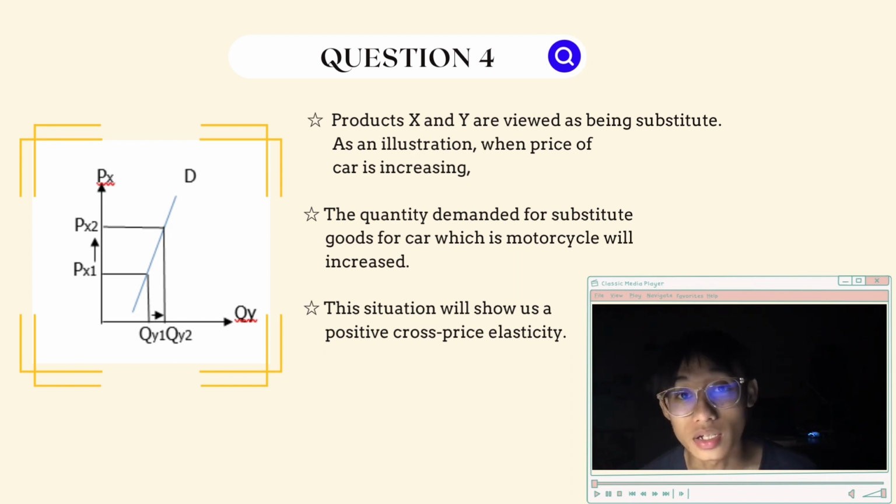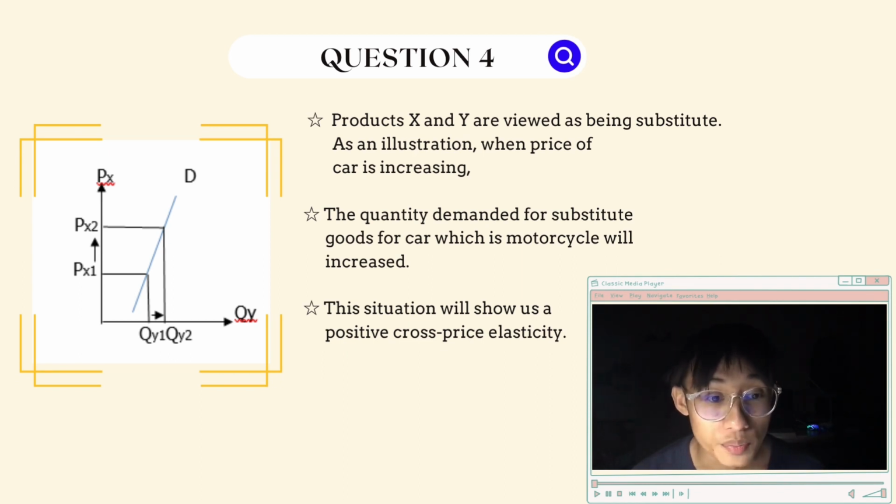The question is, identify one good you believe would likely have a positive cross-price elasticity with cars. What does this imply about the relationship between these two goods? For the answer, it is on the slide. This is the graph answer for question 4.